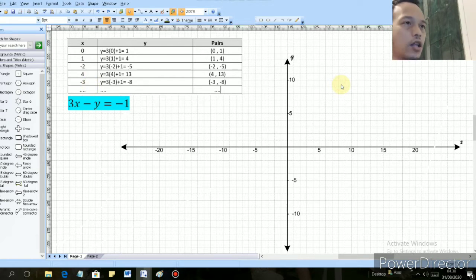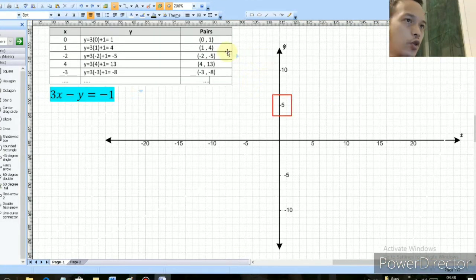So let's just plot these pairs first. The first pair that I want to plot is this 1 comma 4. So I will find 1 as my x here. Okay, I project it vertically, and then 4 from my y. Okay, the intersection will be here. So this is my 1 comma 4, and then I will try to plot the second solution, which is negative 2 comma negative 5. So here it is, negative 2 for my x, negative 5 from the y. So the intersection is here.